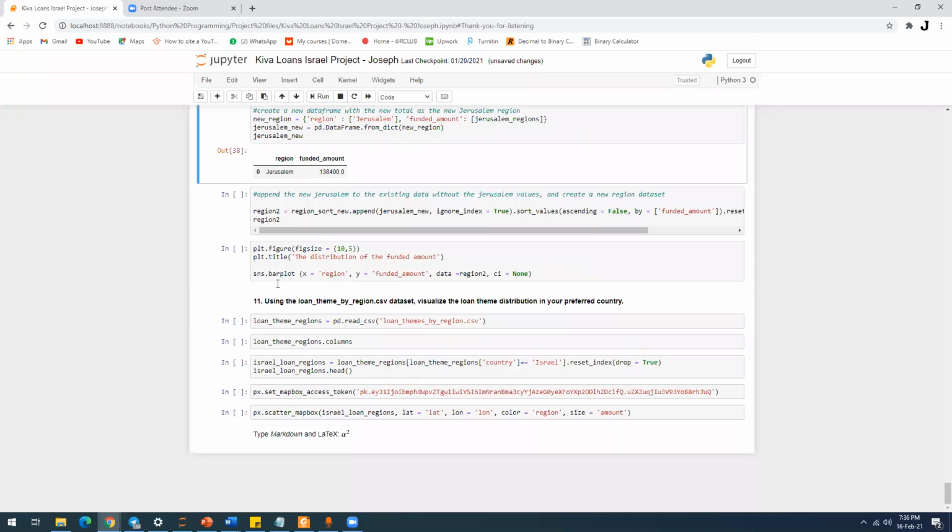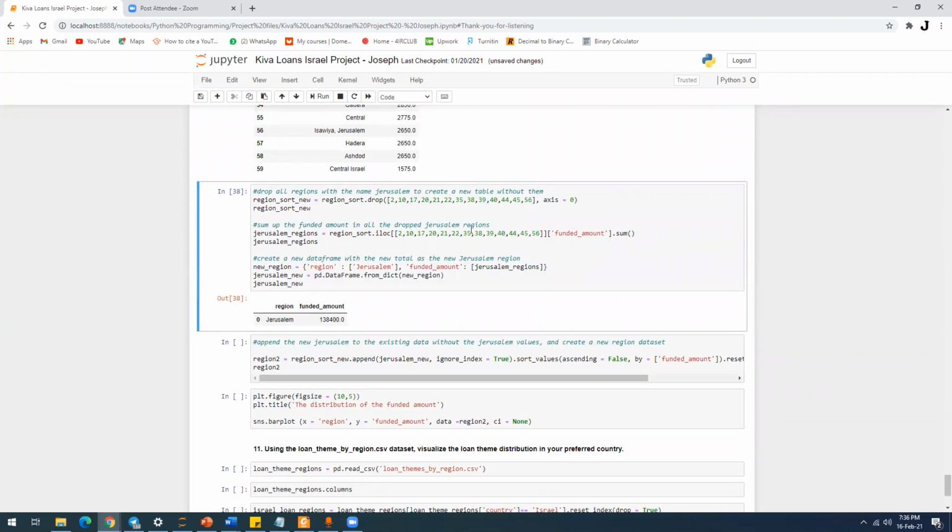So what I did, I summed up the funded amount in all the dropped Jerusalem regions. Using iloc, I was able to sum up all the funded amount, and then I created a new data frame with a new total as the new Jerusalem region. Okay, so I dropped, I summed up, and then I created a new region named Jerusalem as a data frame, with the sum of all those regions. From that, I was able to get one Jerusalem with funded amount 138,400.